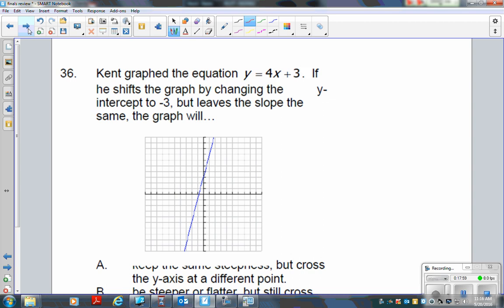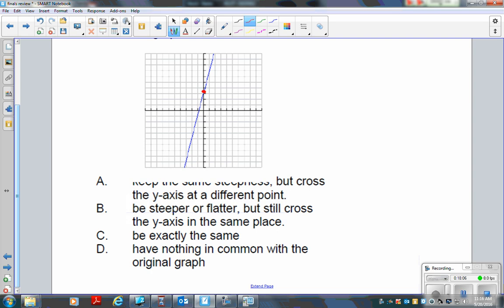All right, we have y equals 4x plus 3. If I shift the graph by changing the y-intercept to -3, so the y-intercept's right here, but we're going to take it down 1, 2, 3, 4, 5, 6 spots until it becomes -3. Then it has the same steepness that crosses the y-axis at a different point. That's correct. The other one says it's steeper or flatter. They're only steeper or flatter if you change the slope. Exactly the same. No, you moved it. They have nothing in common. No, they have something in common.